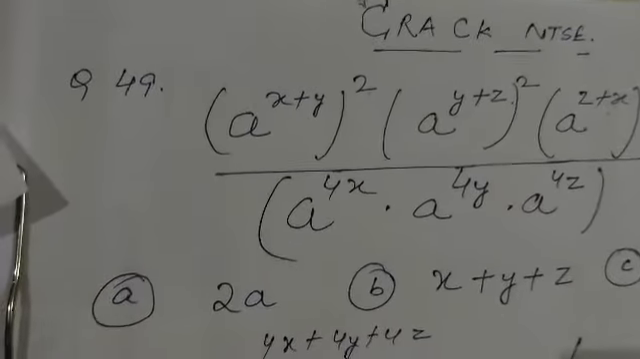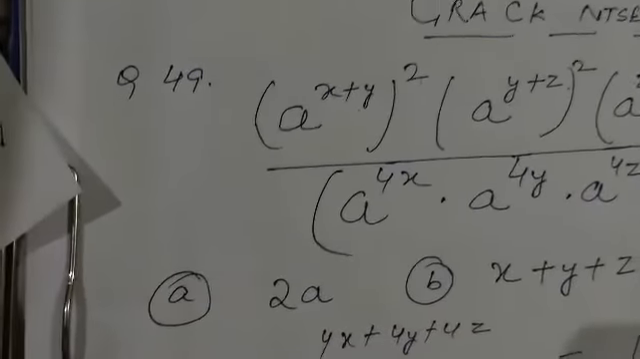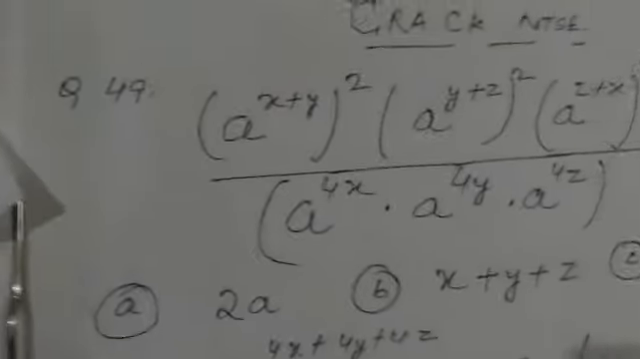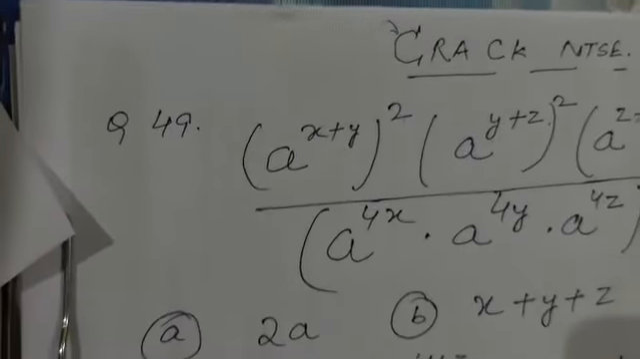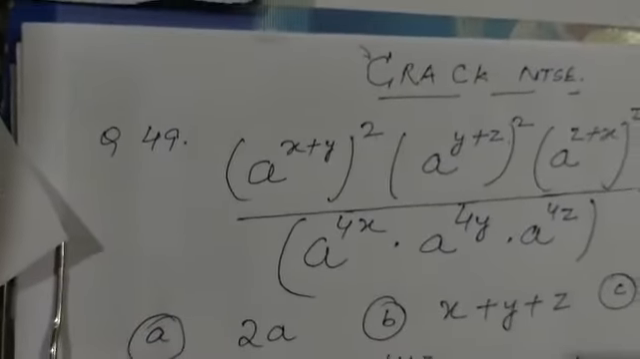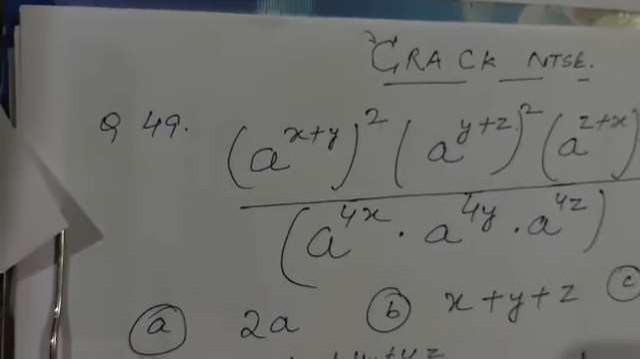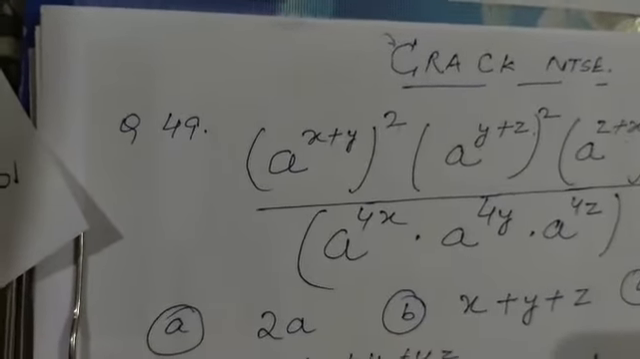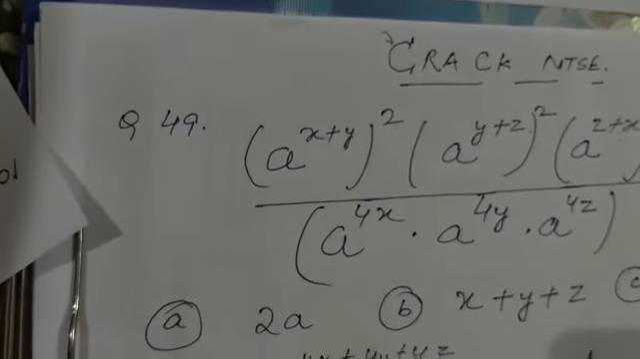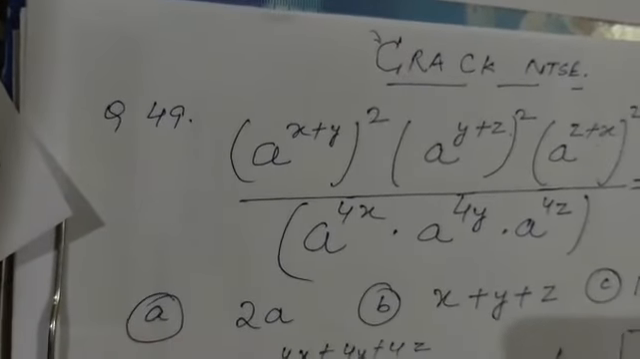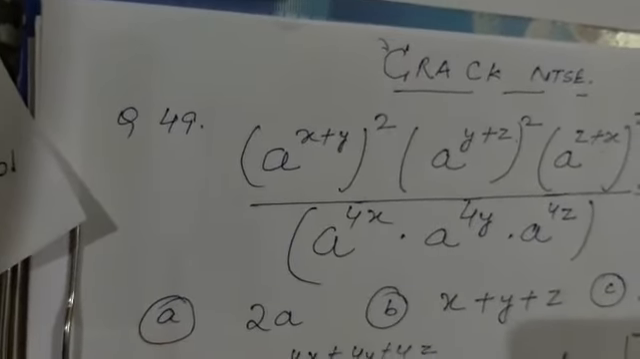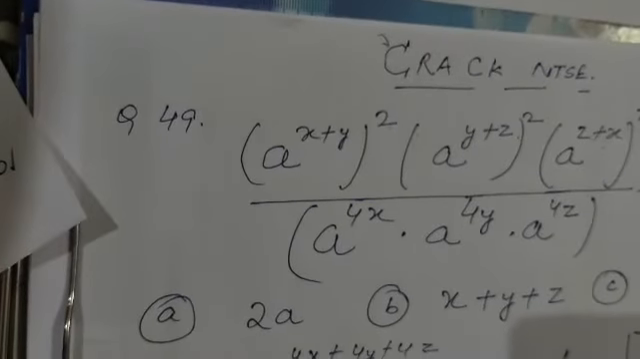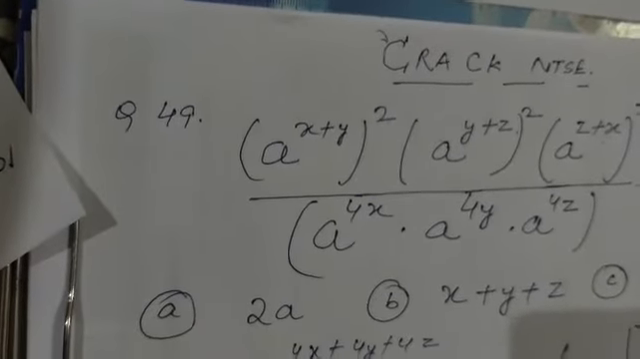x plus y means 3, into 3, and whole power 2, that means a to the power 6. Into y plus z is 5, a to the power 5 into 2, a to the power 10, into a to the power z plus x. The value of z is 3 and x is 1, so 4, and the square of 4 is 8.